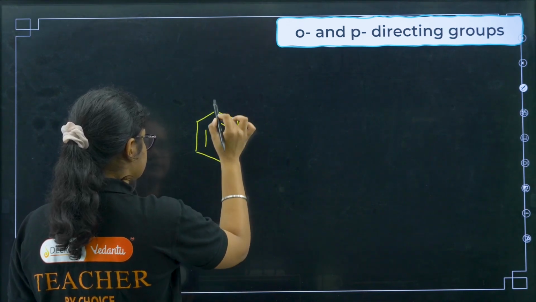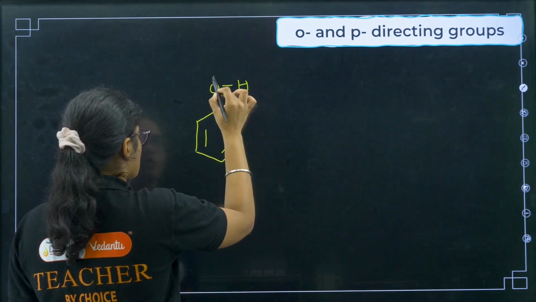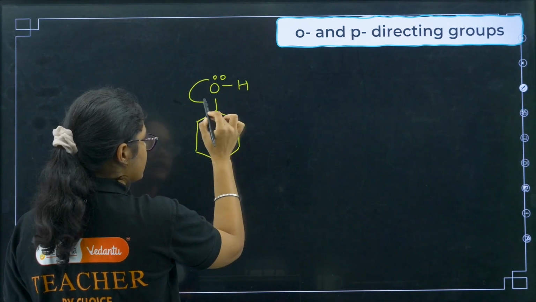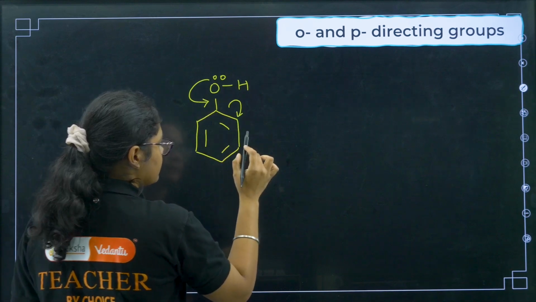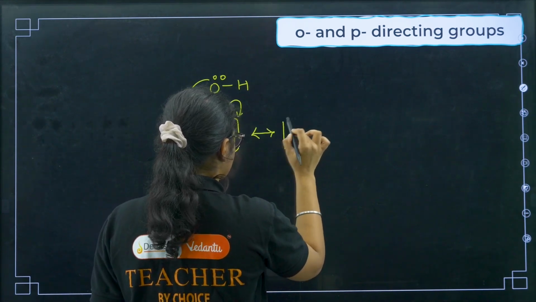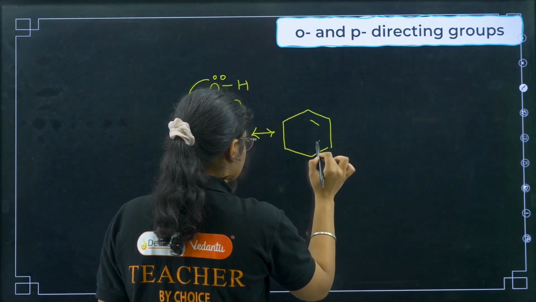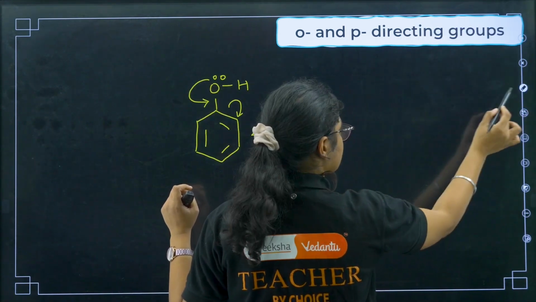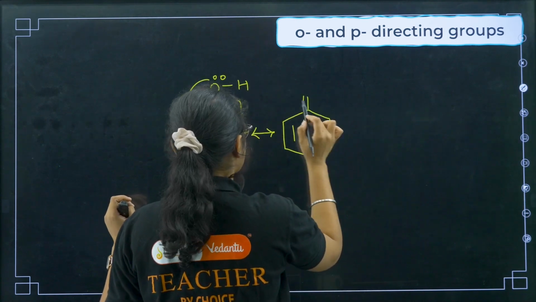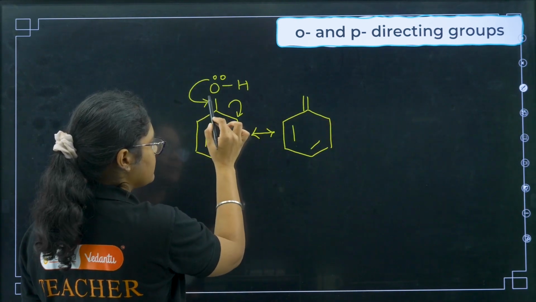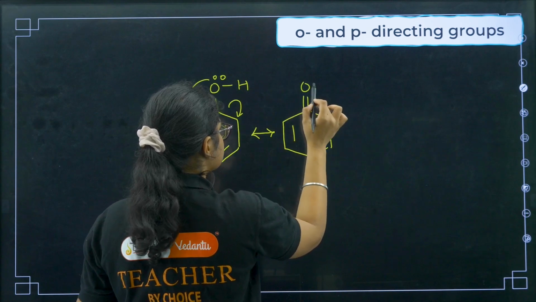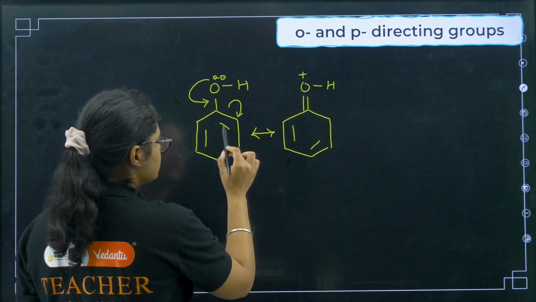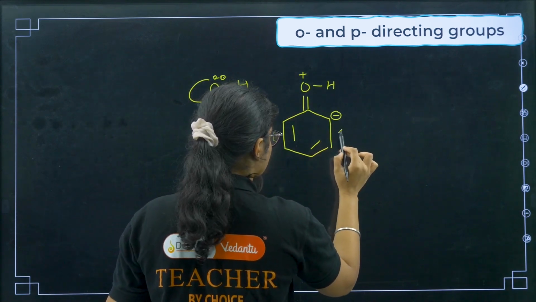We all have studied resonance, right? Oxygen has a lone pair of electrons, so resonance takes place. This electron will come here and this bond will shift here. Now if I draw the next resonating structure, this bond has shifted here, these electrons have come here, so a double bond will form. Oxygen has donated its electrons, so it will gain a positive charge. These electrons are shifting here, so this is getting a negative charge.